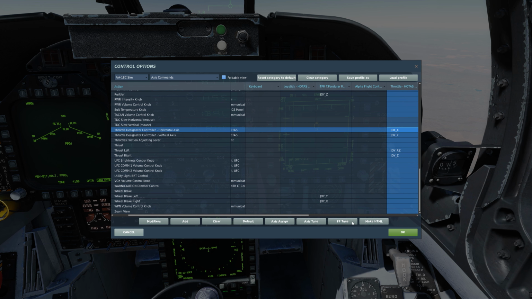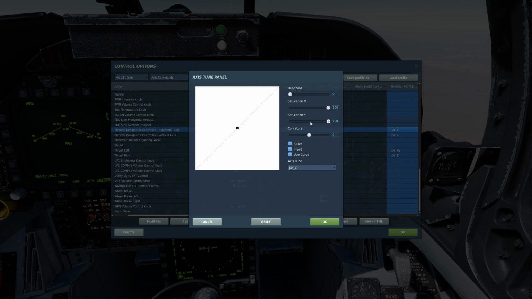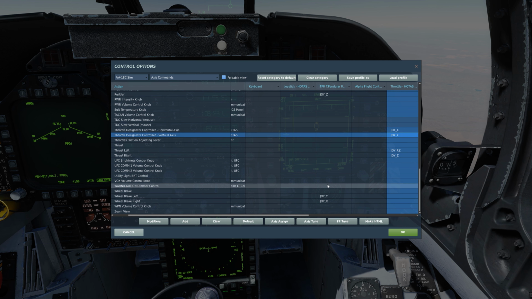So we're going to go into our axis tune. And what we want is the Y saturation. We want to bring this down. We want less input to the sim based on what we're doing with the stick. So I'm going to do that to both.